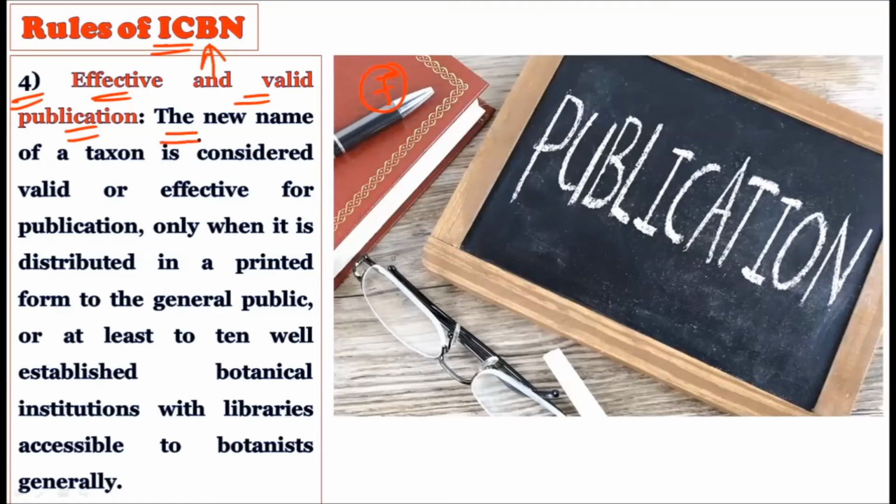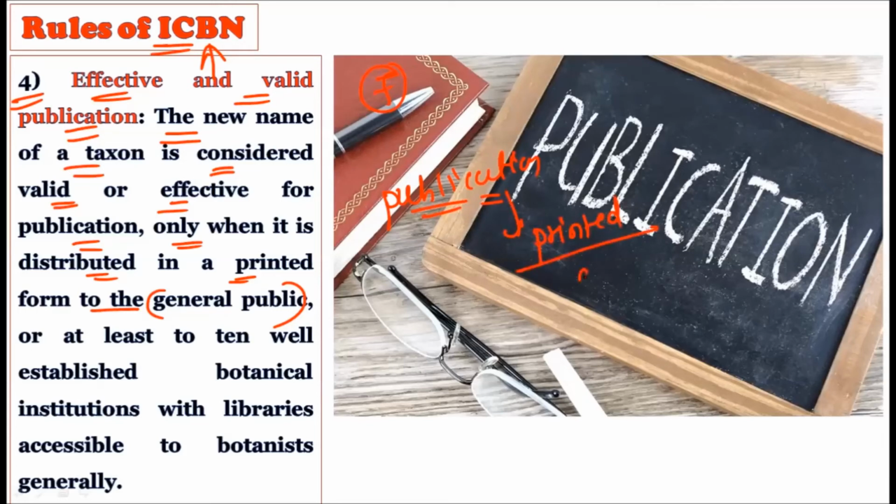Let us consider them. See, the new name of the taxon is considered valid or effective for publication only when it is distributed in printed form to the general public. Now whenever we say publication, what is the meaning of publication? It should be printed and available to the public. Whatever the general public is reading of this botany material should be available to them in printed form. Then and only then we consider that this particular plant material has been published.